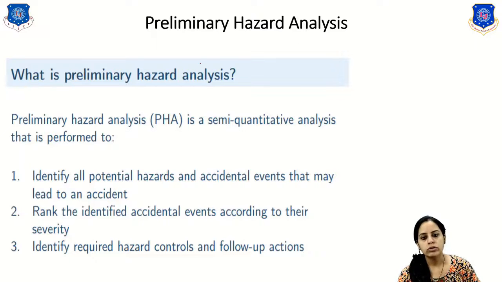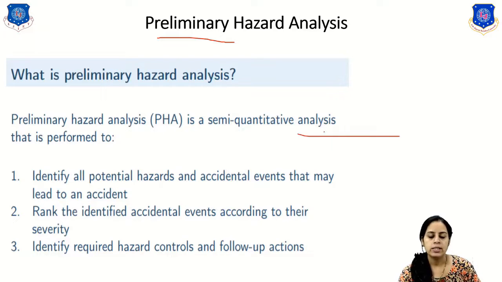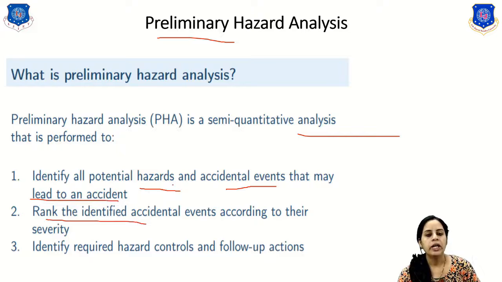It is also called preliminary hazard analysis. So what do we mean by process hazard analysis? It is a semi-quantitative analysis that is performed to identify all the potential hazards and accidental events that may lead to an accident, then rank the identified accident events according to their severity, then identify required hazard controls and follow-up actions.